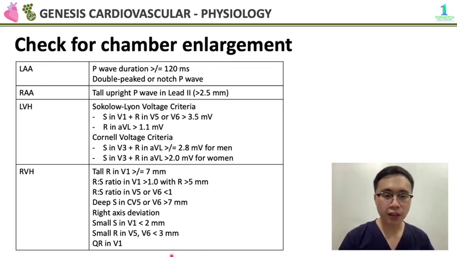So we have different criteria for that, depending on which one you use, but there's actually no need to fulfill all of these criteria. For example, if you have a right axis deviation, that's already highly suggestive of RAA, RVH. So look for these criteria there if you're able to compute for a right axis deviation.